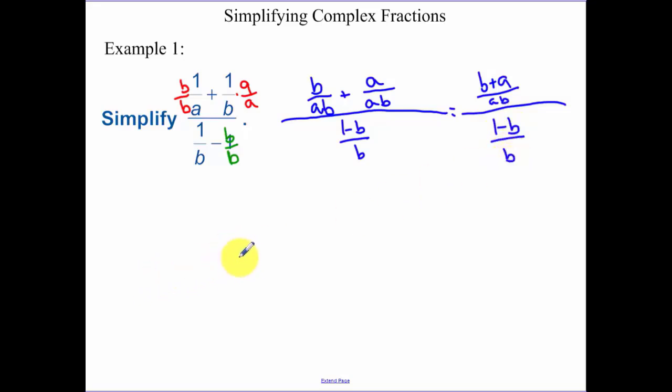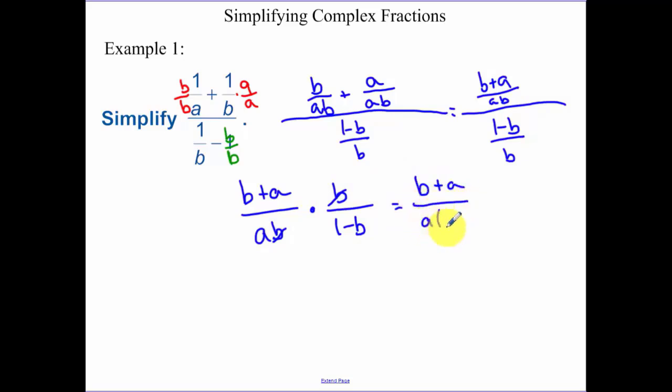Now this is a shout out back to the first section we did. B plus a over ab. Keep the numerator, change your sign to multiplication, find the reciprocal of the bottom, multiply by the reciprocal of the bottom. The b's cancel, so we end up with b plus a over a times 1 minus b.